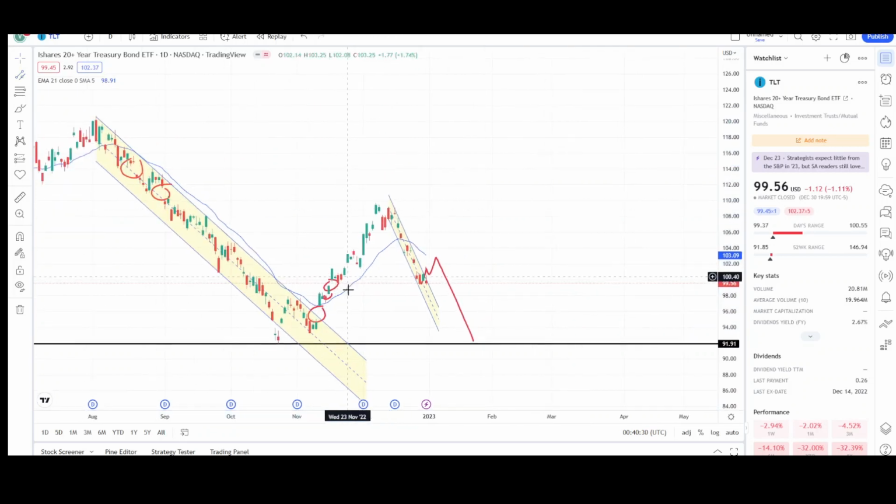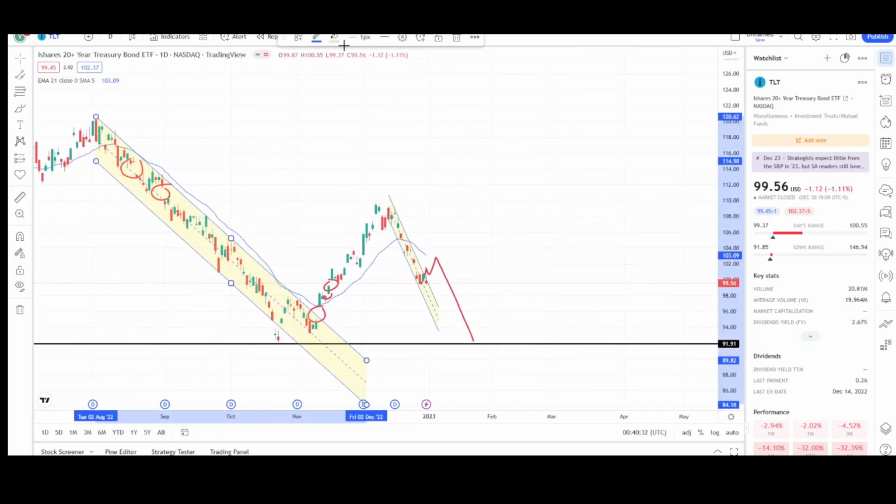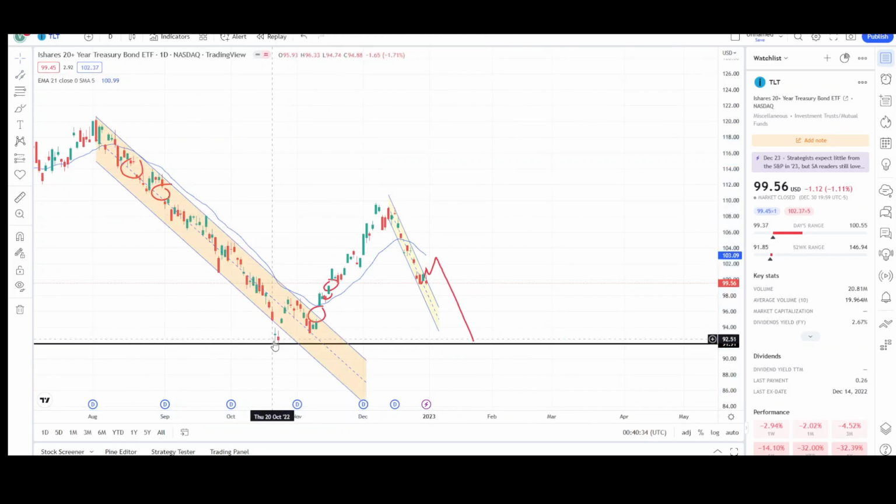So I'm looking for the downside. We had a break outside of this orange channel right here, and we're coming back down to retest these lows. So it could take about a month to play out. I'm not saying it's going to get there tomorrow or next week. It could take a month to a month and a half for us to come back down to this 91 level. So I don't think that's the bottom either.